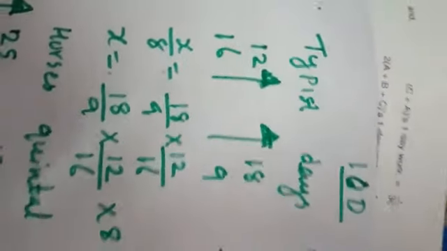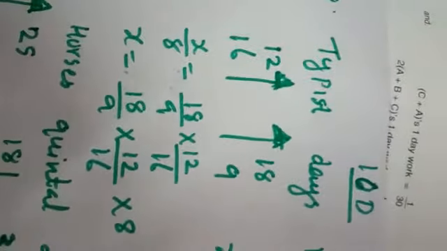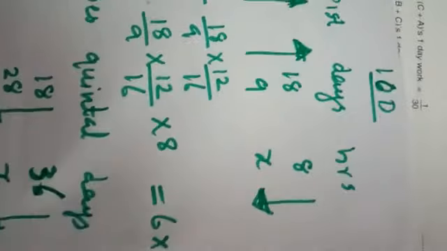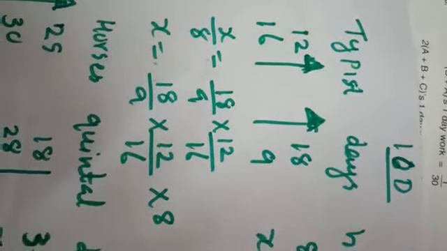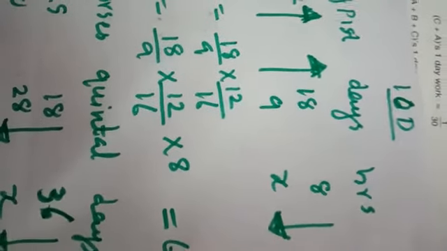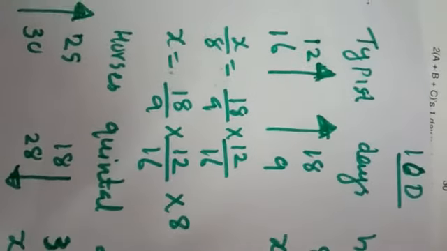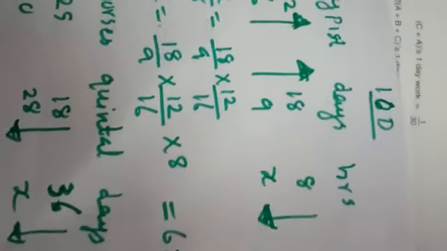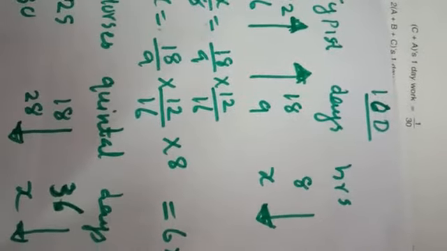See, first column typists, then days, and third column hours. Three columns are needed. In the first column, 12 typists, working 18 days, each day 8 hours. Then our question is 16 typists in 9 days, how many hours? So x is the variable.